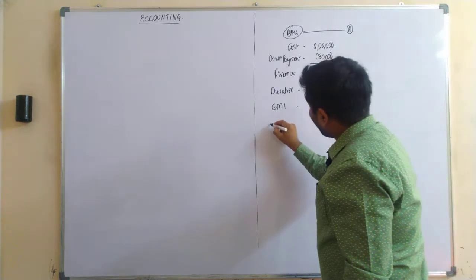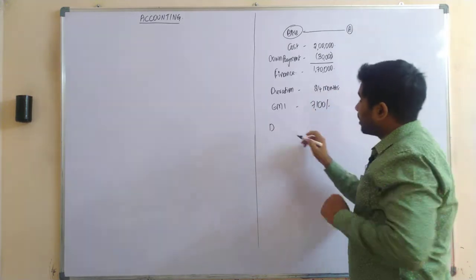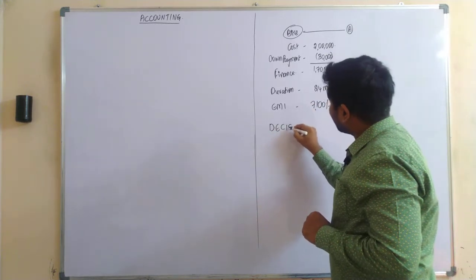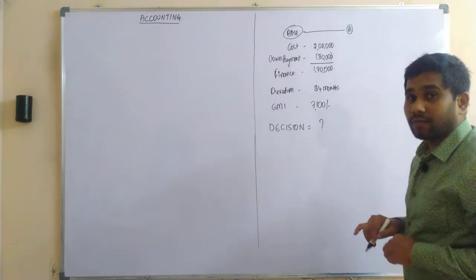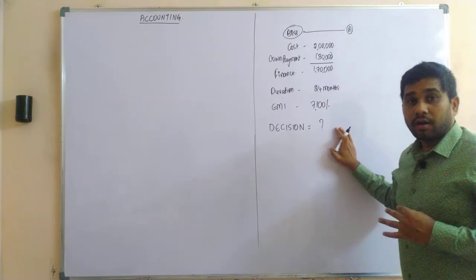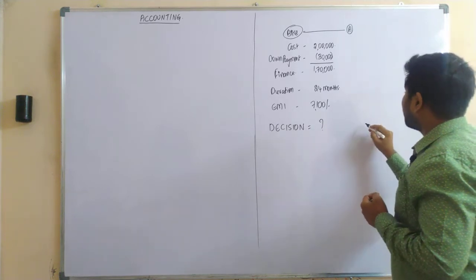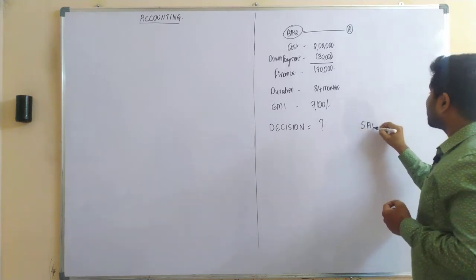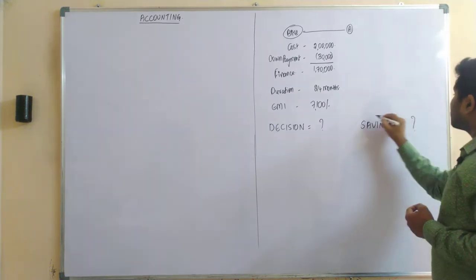Now, as Mr. A wants to purchase this bike on finance, he needs to make a decision. What type of decision, sir? Whether to buy the bike or not, or whether he can afford the bike or not. For making a decision, he wants to know his savings.